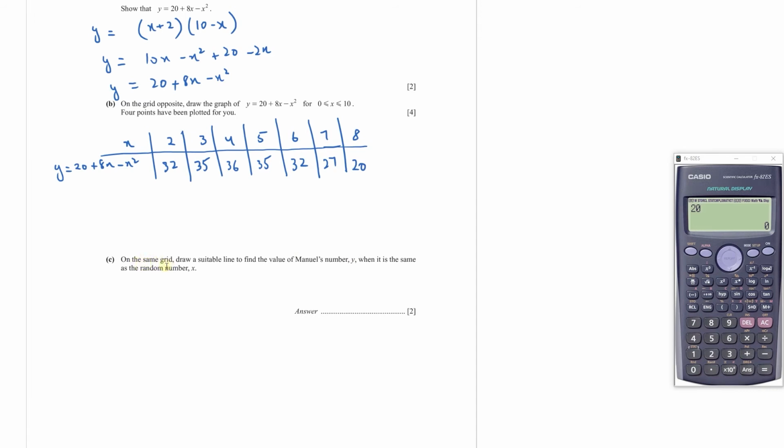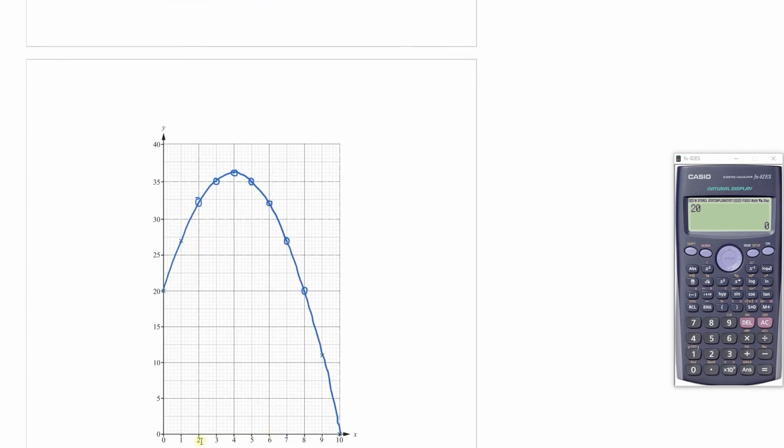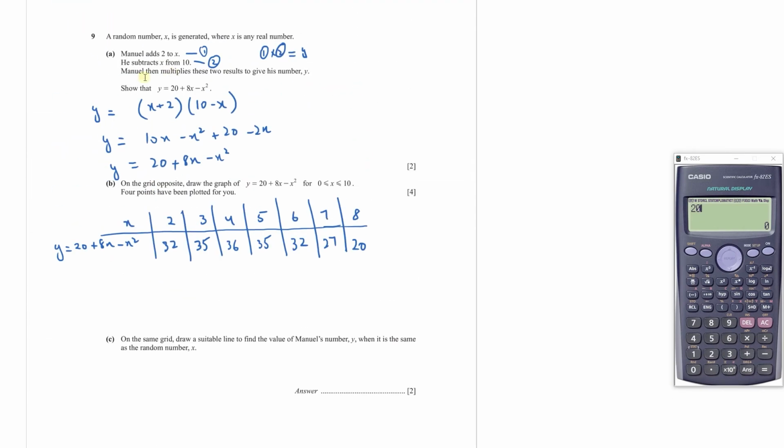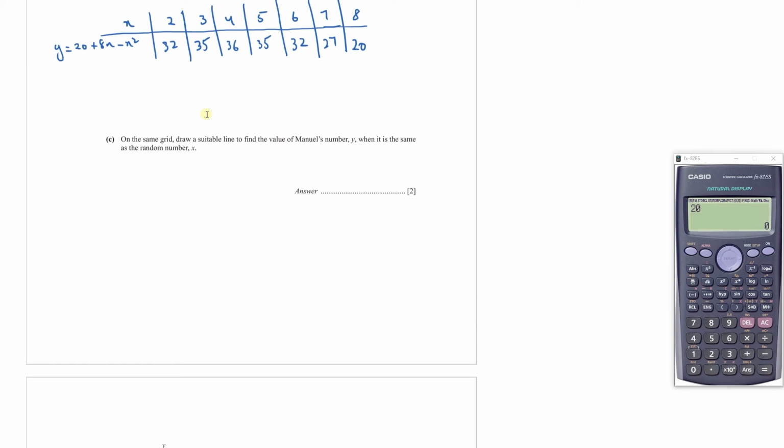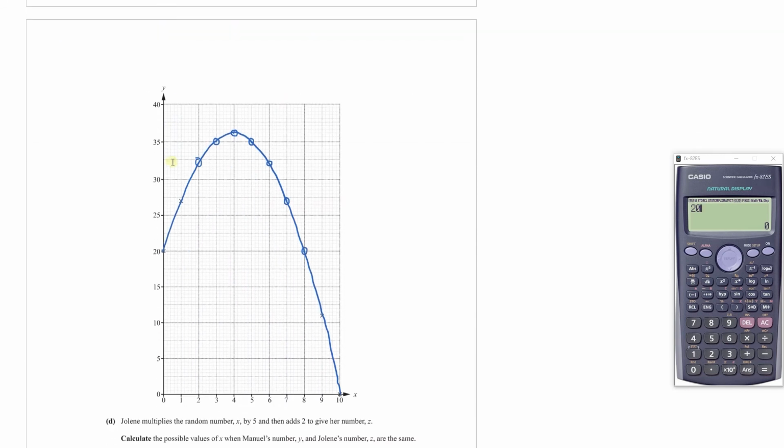Part C is, on the same grid, draw a suitable line to find the value of Manuel's number y when it is the same as the random number x. So random number x is here and y values are plotted. On the y-axis you have the y values, which is the number Manuel generates by multiplying these two numbers, and x is the random number that is initially generated. So you're looking for a point when y is the same as the random number x.